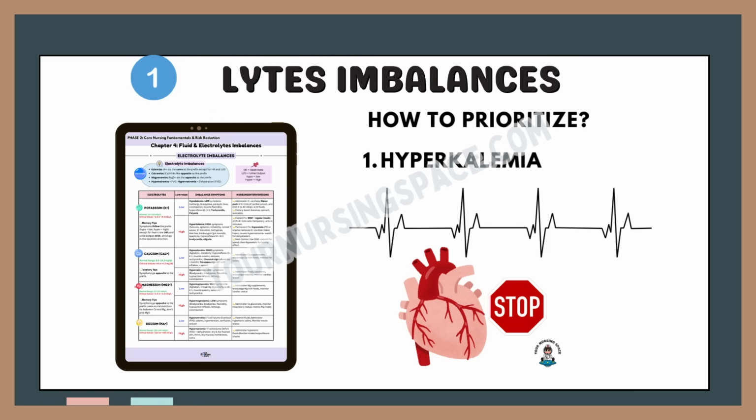Now let's prioritize. Hyperkalemia is your top concern as it can stop the heart cold with those peaked T waves on the ECG. Assess early, so early signs like paresthesia or muscle weakness are your clues something's up. You have to intervene smart, fix the imbalance, but watch for complications. Potassium messes with the heart. This is the number one electrolyte imbalance you have to prioritize.